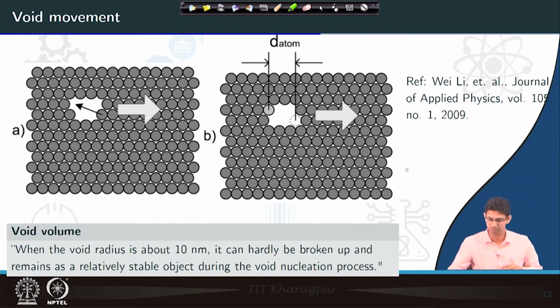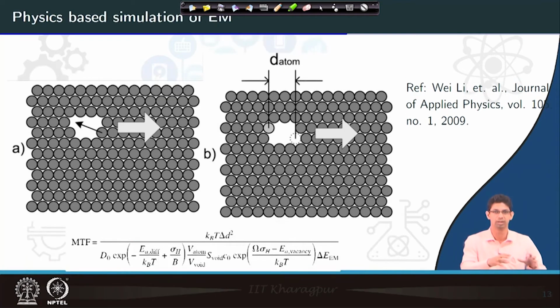However, in this paper, the same paper from 2009 in Journal of Applied Physics, there is a statement that when void radius is about 10 nanometers, it can hardly be broken up, and it remains a relatively stable object during the void nucleation process. So, once your void radius is 10 nanometers or even more, it is like an object which can move, and this is now stable. It will not go away on its own. So, this results in your electromigration over time.